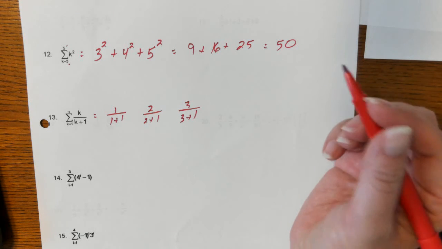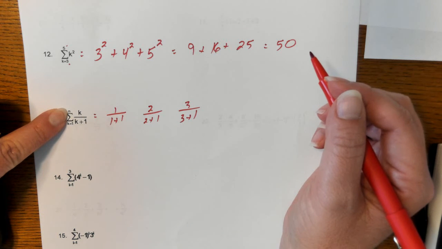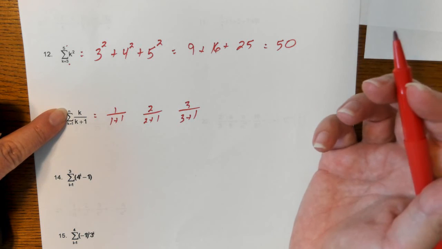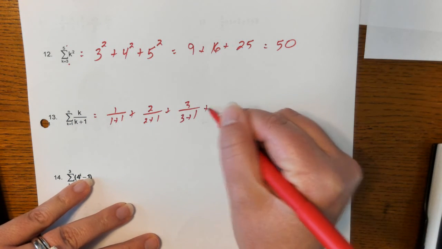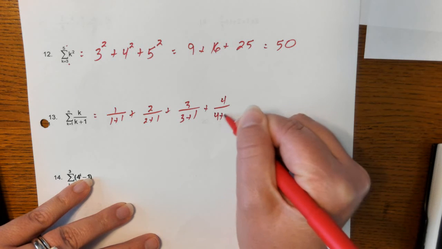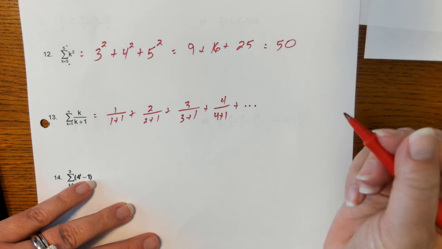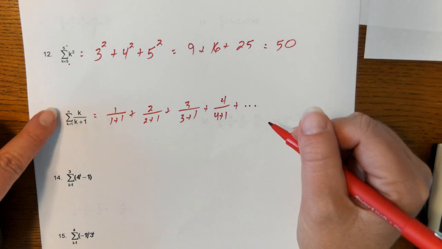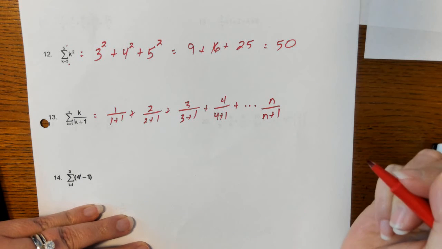Now, what is our last term? How high are they telling us to go? They just put an N. We don't know what N is. We don't know if it's 7, if it's 25, if it's 100. So I'm just going to say, hey, add these up. You can put 4 over 4 plus 1. And I'm going to put dot, dot, dot to say, hey, keep on going until you get to the last one. And the last one will be N over N plus 1.